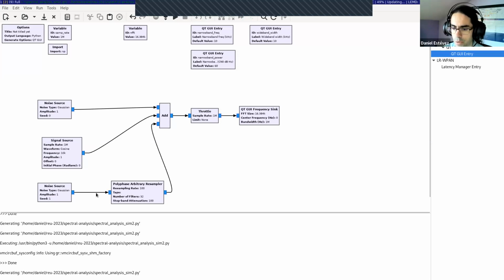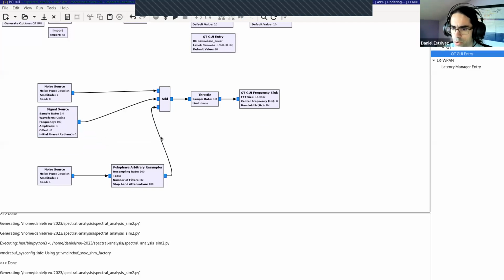But oftentimes in a flow graph, there are sample rate changes, such as this resampler. And then we need to know that this is 1 million samples per second here, but it's only 10,000 samples per second here because of the 100 resampling.